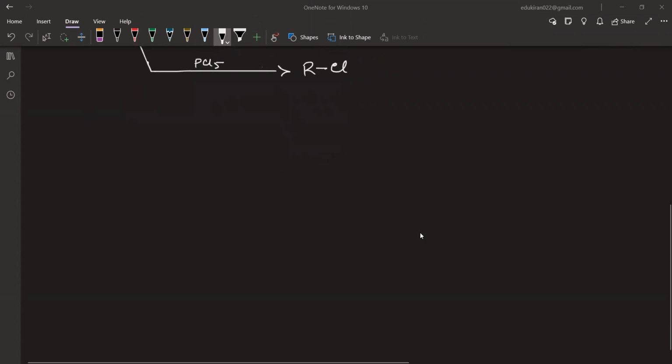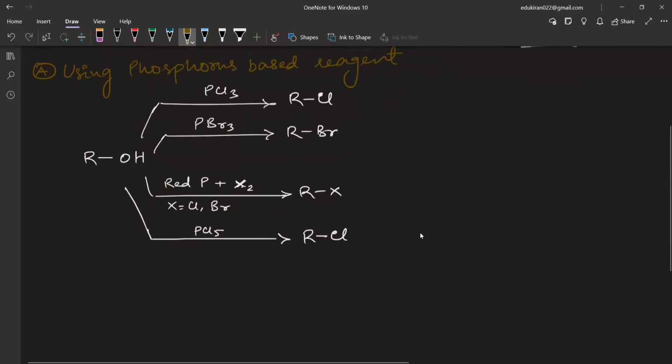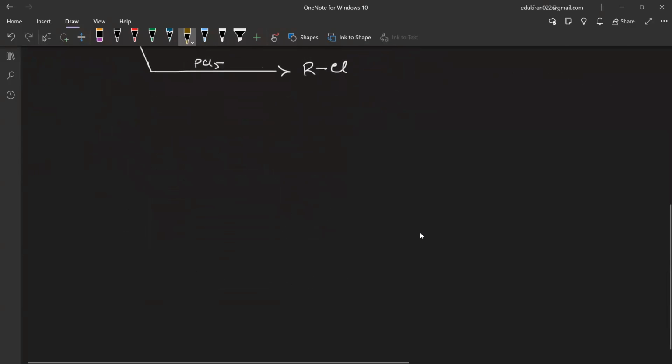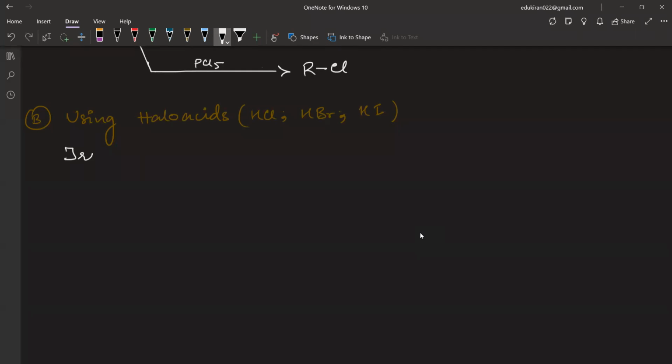Nothing, na? See? Right. Now from alcohols we have seen using phosphorus based reagents. Right. Next, B: using halo acids. Now in halo acids we have HCl, HBr, HI. Okay, so these are the halo acids. So please write with me. Treatment of alcohols.